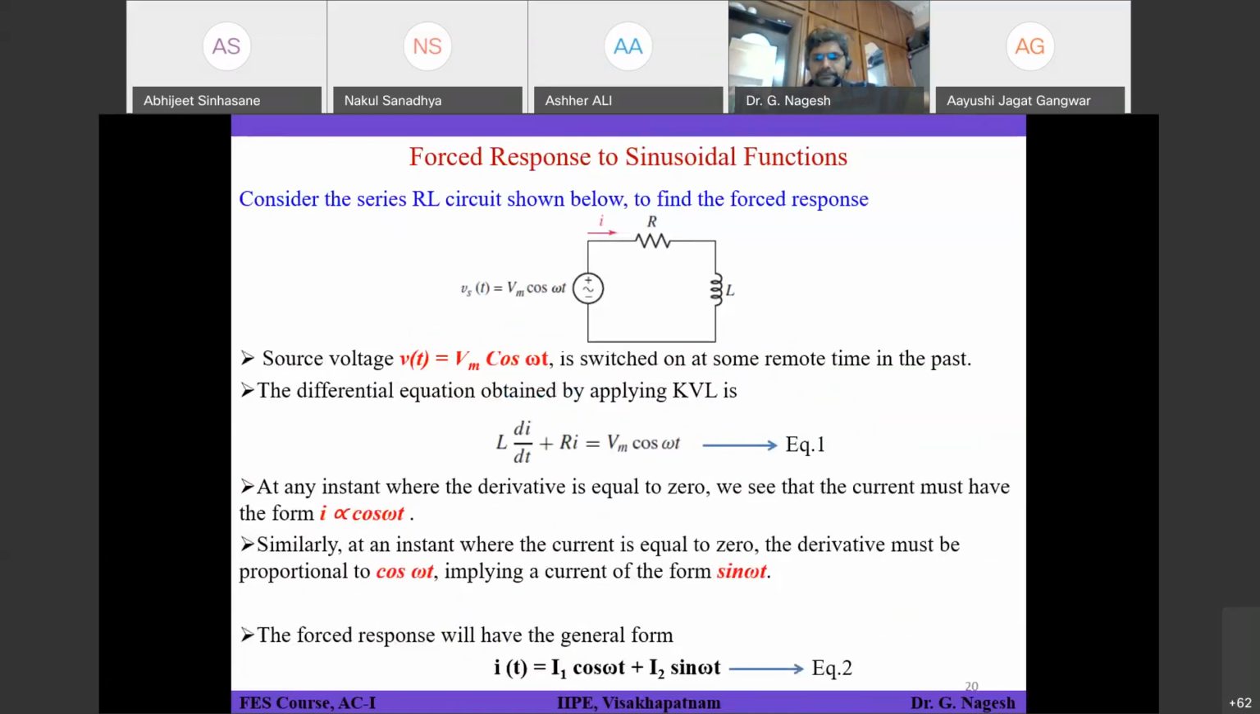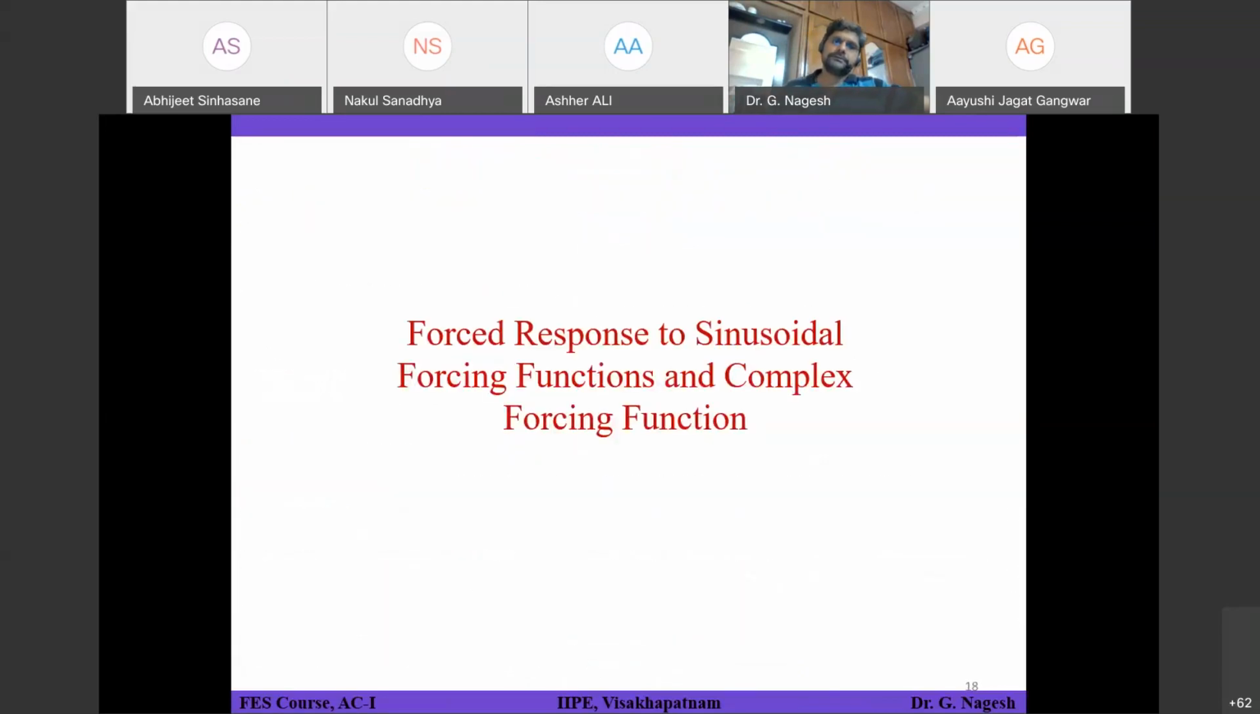Okay, I think I should stop at this point. In the next class we will see what a sinusoidal forcing function is, what a complex forcing function is, why we are using these 2 functions, and what the response is with these 2 functions in your circuit. Clear? Because there are only 7 to 10 minutes, better not to start this topic.